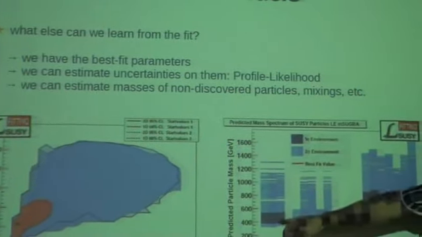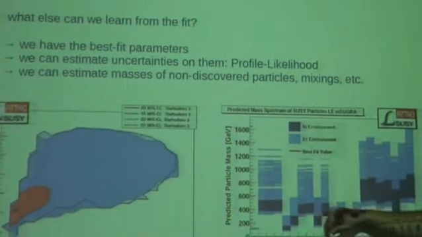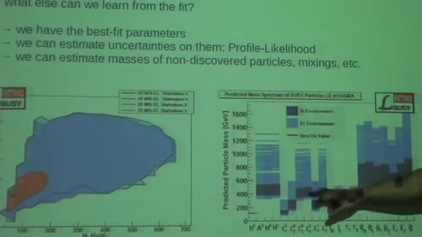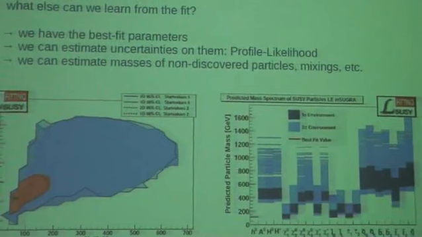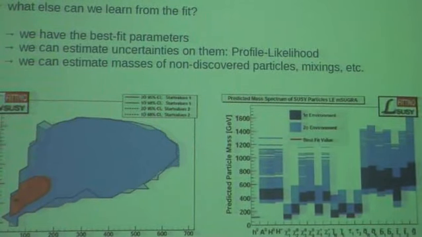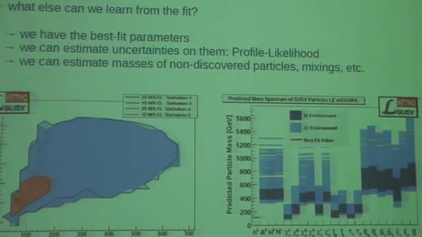So this shows in red the masses at the best fit point for all the superpartners. In dark blue, the range of the masses of the superpartners that are still allowed within the 68% confidence level. And in light blue, the masses of the superpartners that are still allowed within the 95% confidence level.